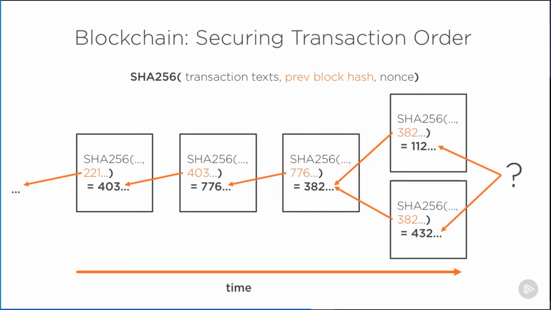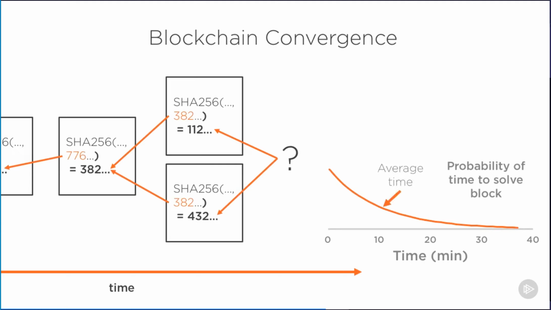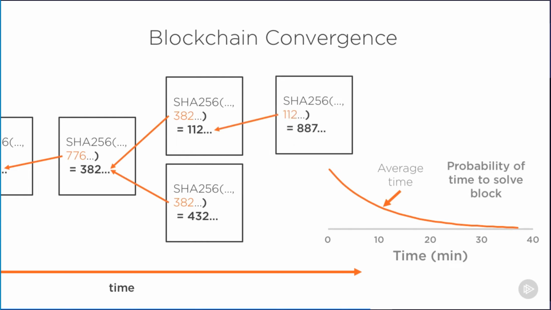Now, in normal circumstances, forks quickly resolve. I mentioned that finding a block solution is like trying to roll 2 sixes in a row. Sometimes you'll get lucky and get 2 sixes on the very first 2 rolls, and sometimes you'll get unlucky, needing to roll the die hundreds of times. This statistical spread in how long it takes to solve a block means that it's very unlikely for 2 blocks to be solved at the same time, and even more unlikely for additional blocks to be solved at the same time. In other words, one of the branches will grow before the other very soon. The general rule is to always accept the longest branch available as the authoritative branch.